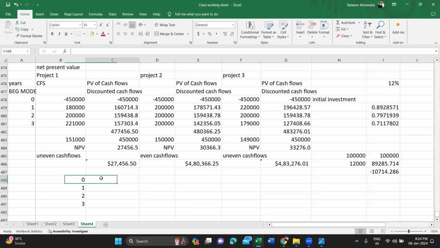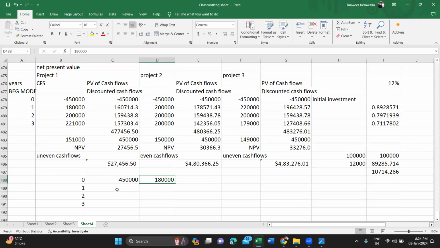So what do we do in zero time period? I have 4 lakh 50,000 going out and I have 1 lakh 80 coming in, because we assume it's the beginning of year one. Zero means beginning of year one. So at the beginning of year one, we have 1 lakh 80 coming in, right?